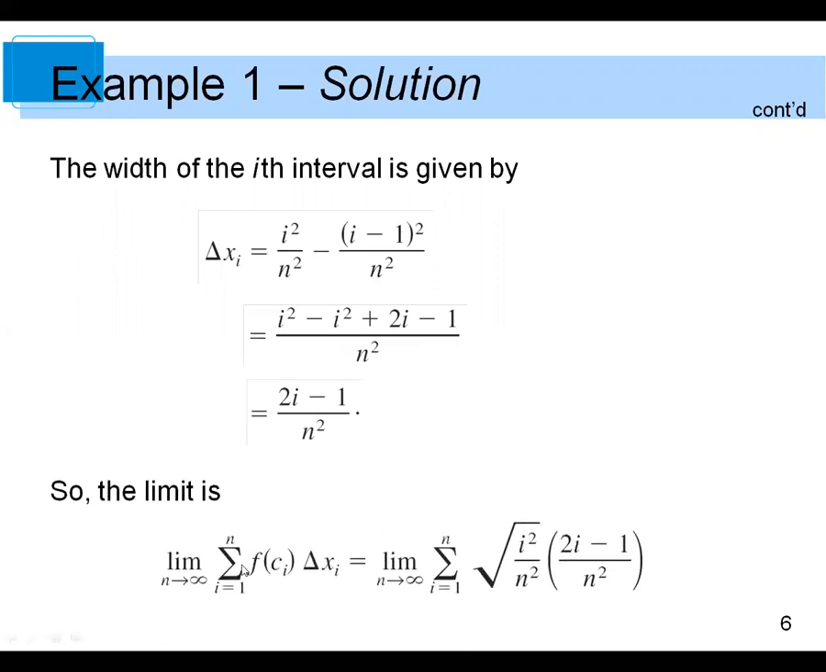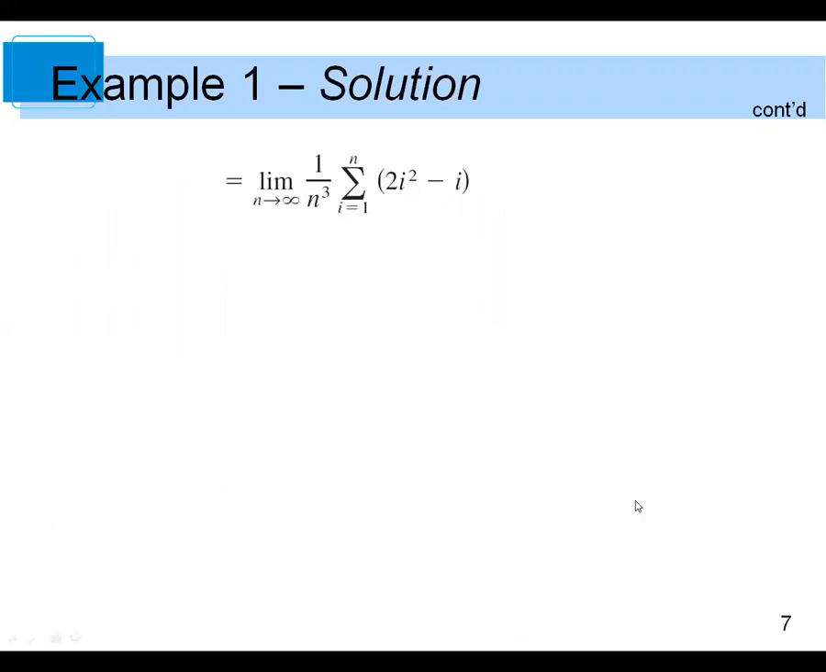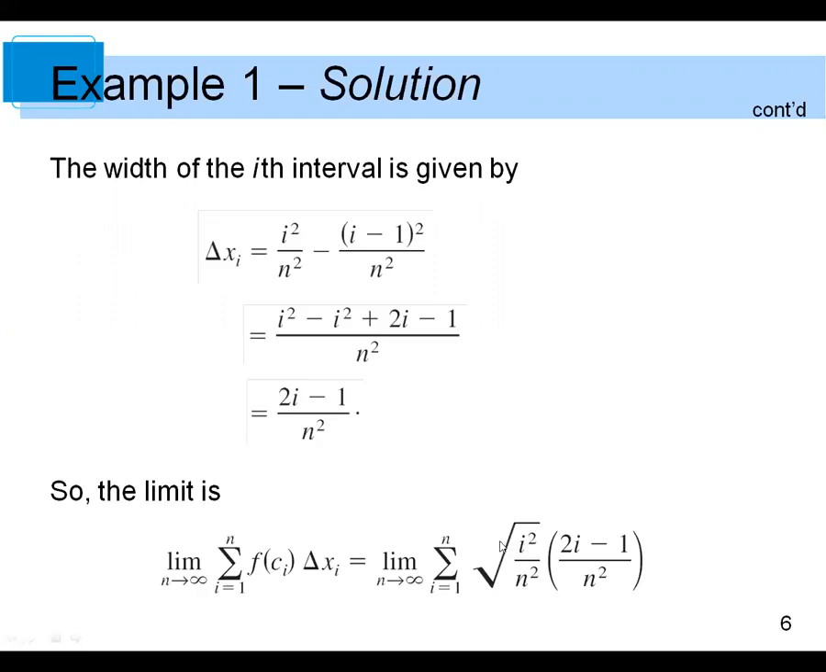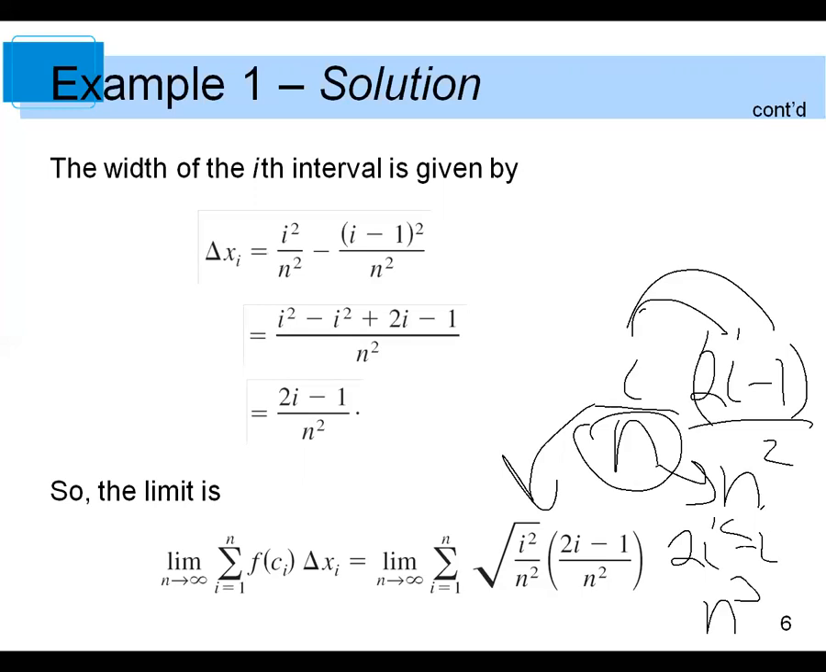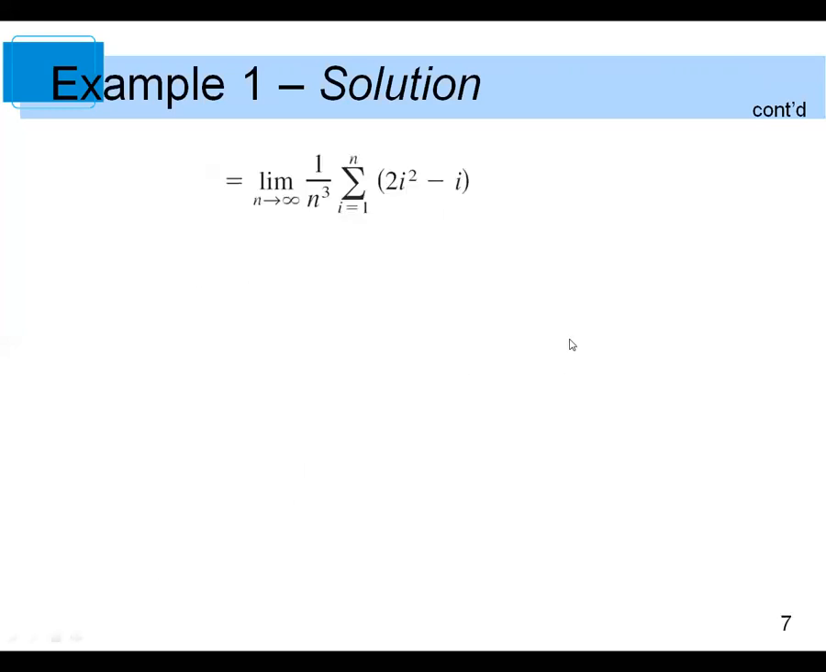So the limit is the sum of f of ci times delta x, and ci was i squared over n squared, so that's inside the square root, times delta x, which we just got the formula for here, (2i minus 1) over n squared. So that simplifies to 1 over n cubed times the sum of 2i squared minus i. How did that happen? Well, the square root of i squared over n squared just simplifies to i over n. And then this n multiplies this n squared right here to give you n cubed, and then they distributed the i to give you 2i squared minus i. So that's just quick algebra.